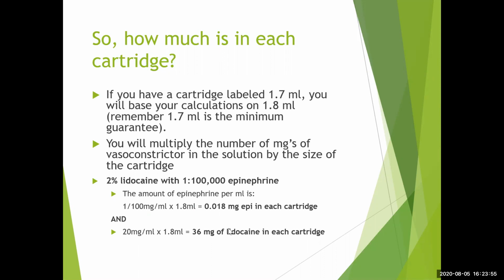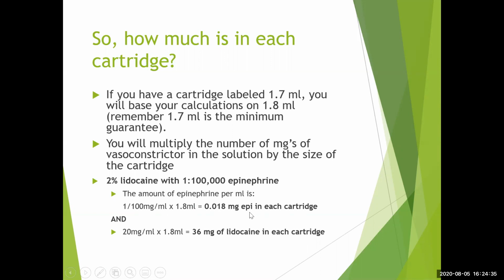To figure out the amount of milligrams of vasoconstrictor in the solution, we're going to take the ratio, 1 to 100,000 in this case. We're going to take off those last 3 zeros. So we're going to do 1 divided by 100, and then multiply that by 1.8 milliliters, the size of the cartridge. This tells you how much vasoconstrictor is in that cartridge. So when you do 1 divided by 100 times 1.8 milliliters, you find out that there's 0.018 milligrams of epinephrine in each cartridge of 2% lidocaine with 1 to 100,000 epinephrine.